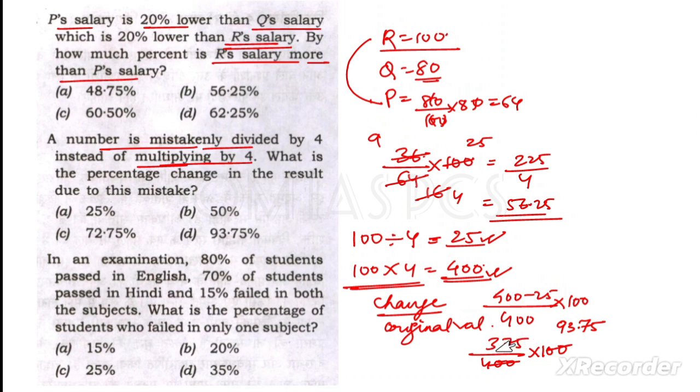Is it clear? So D is our answer. So you understood how I approach this question? Just this formula we have applied here. Actually this is not the actual formula, this is just a logic, a basic concept of solving this type of question: change by original value.